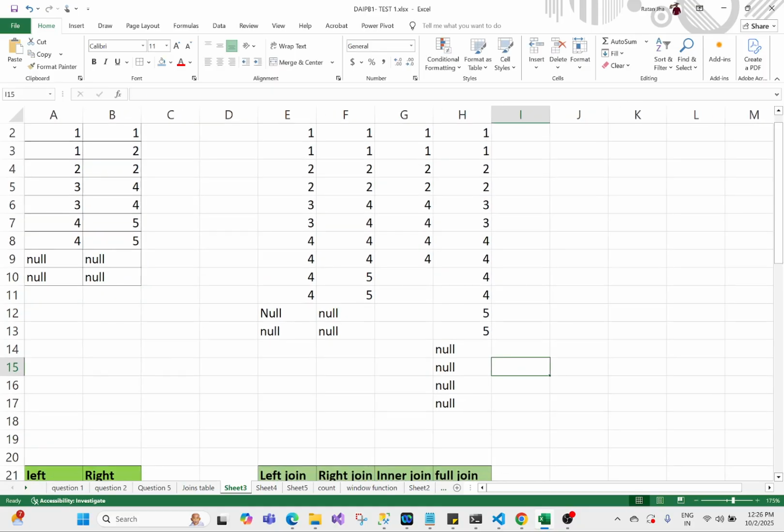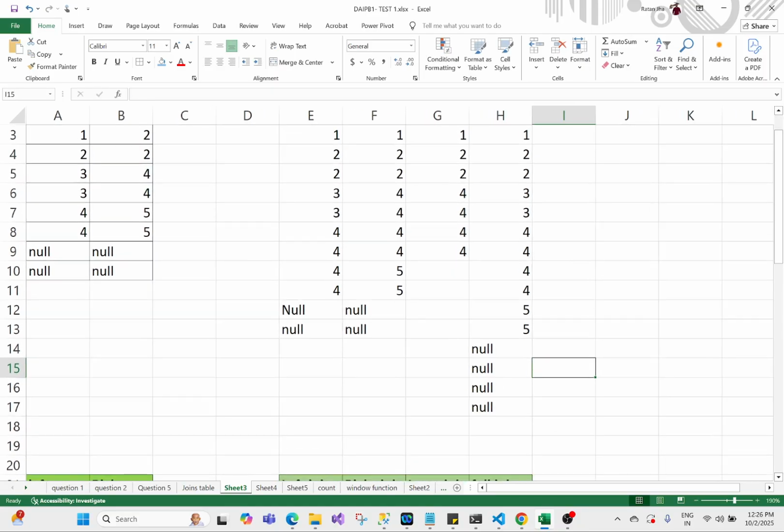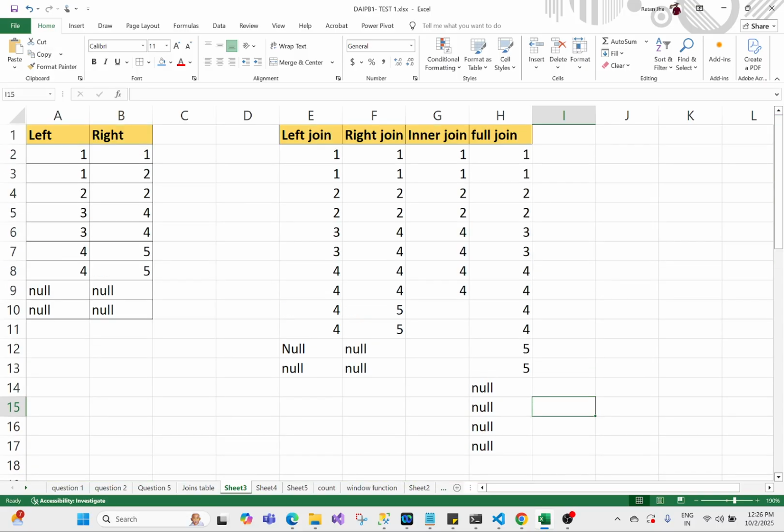Yes. So basically, this is the output for left join, right join, inner join, and full join. This is the overall output for the question when the interviewer asks you to tell about left join, right join, inner join, and full join, how many records each gives. In this way you can explain to your interviewer.